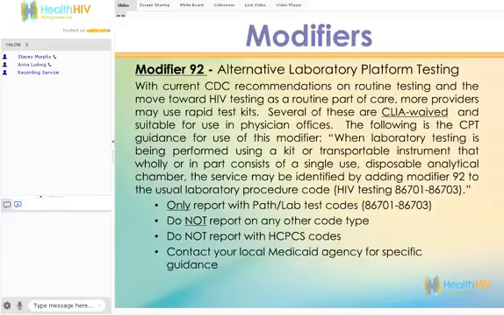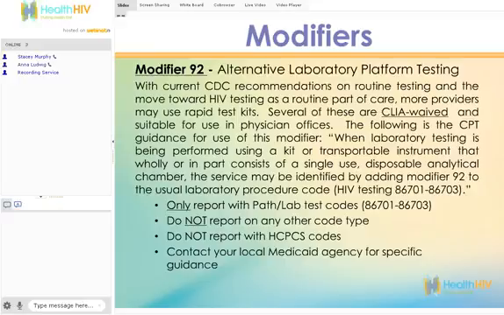So the first modifier that we're going to talk about is modifier 92. In a nutshell, the description of the modifier denotes alternative lab platform testing. This modifier denotes that this is a CLIA waived test.